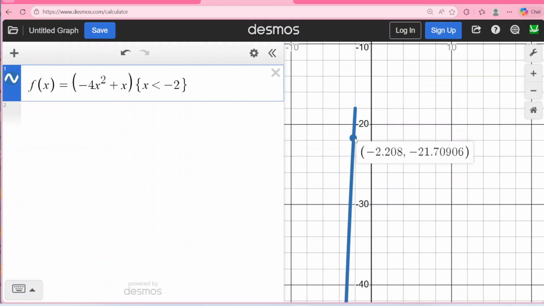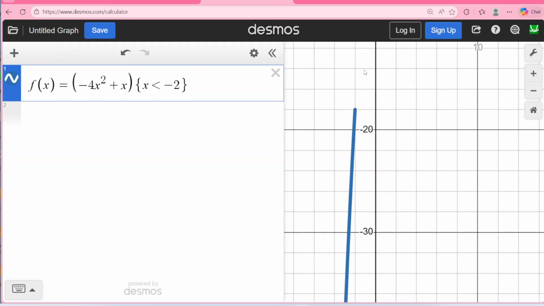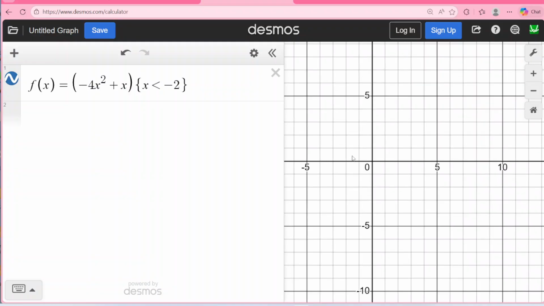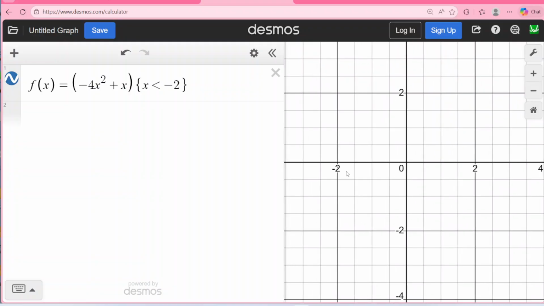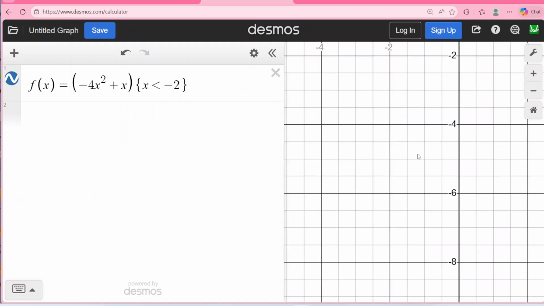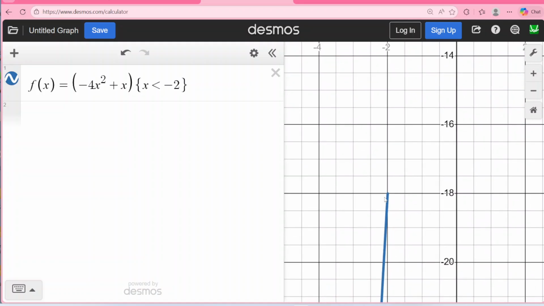So what you're going to see here is the part of that graph up until x equals negative 2, right? It doesn't go beyond negative 2 here. Here's negative 2. And if I were to scroll down a bit, you see how it doesn't go beyond x equals negative 2, just this blue graph down here.